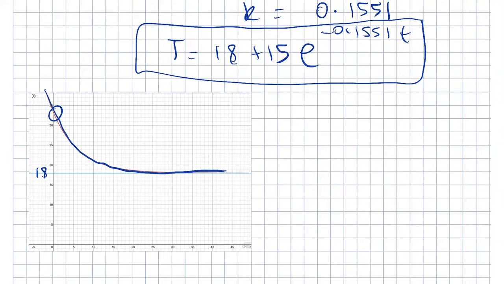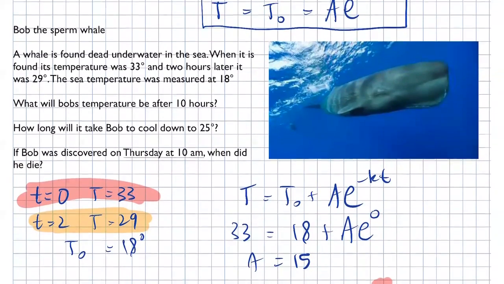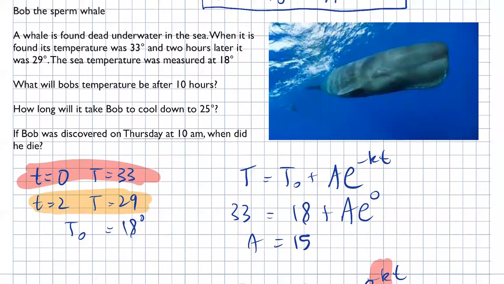And eventually the body will cool down to 18 degrees. And of course, if the body's been in there too long, then we can't work with it anymore. But we're good here. So there's the graph. So let's carry on. What was the question? We've got some questions over here. Okay. What will Bob's temperature be after 10 hours?